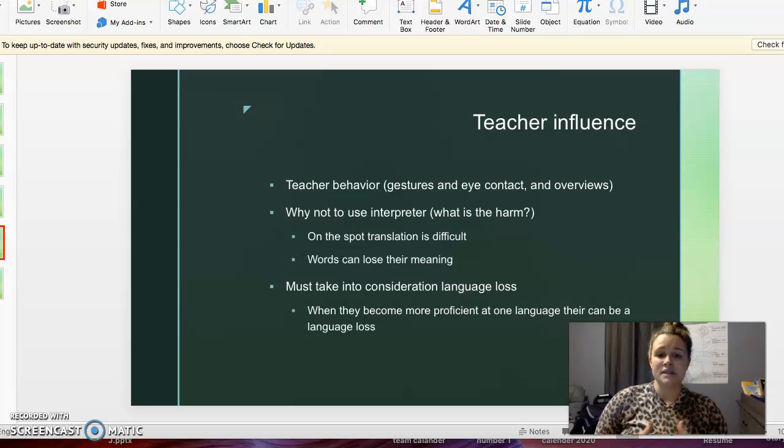Teachers also need to take into consideration language loss. So when a student is in the process of learning a new language, they can lose their first language and have language loss. So they might lose the understanding of something in their first language. And that can be difficult, especially if at home they are just speaking their first language. So teachers really need to take that into consideration, because that can be really important. And the teacher can also probably see the struggle the student's going through with, I'm losing some of my first language to learn this new language.